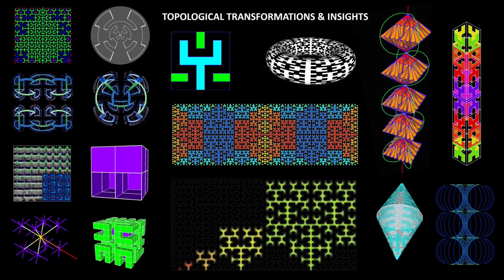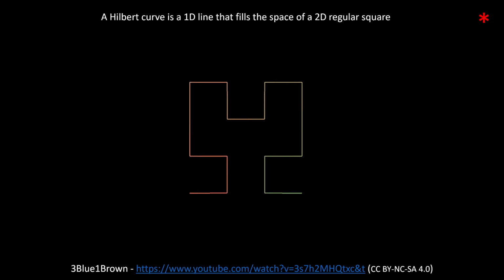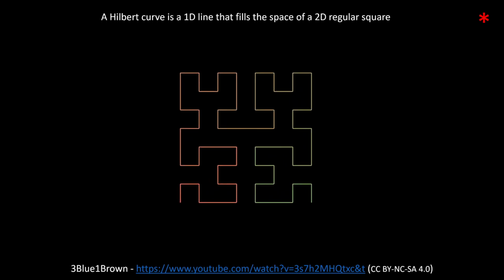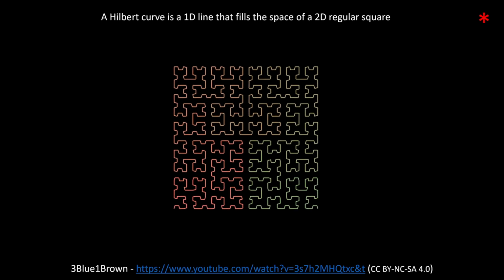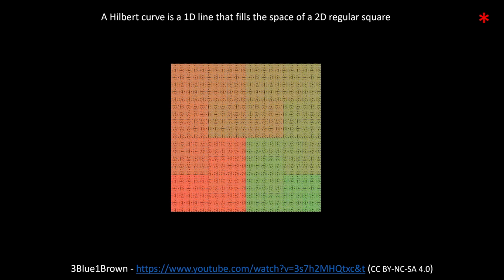First, you'll learn what a Hilbert curve is, and then we'll delve into some more fascinating subjects of what can be done with the curve by transforming its topology. A Hilbert curve is a 1D line that fills the space of a 2D regular square. This video has been provided by 3Blue1Brown.